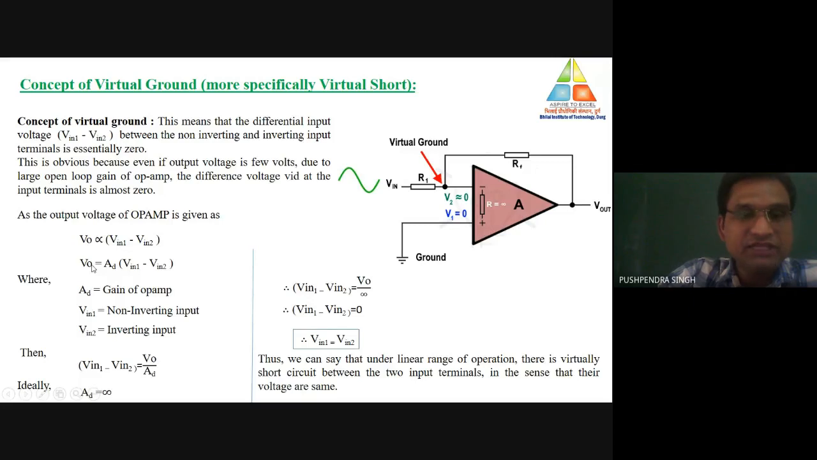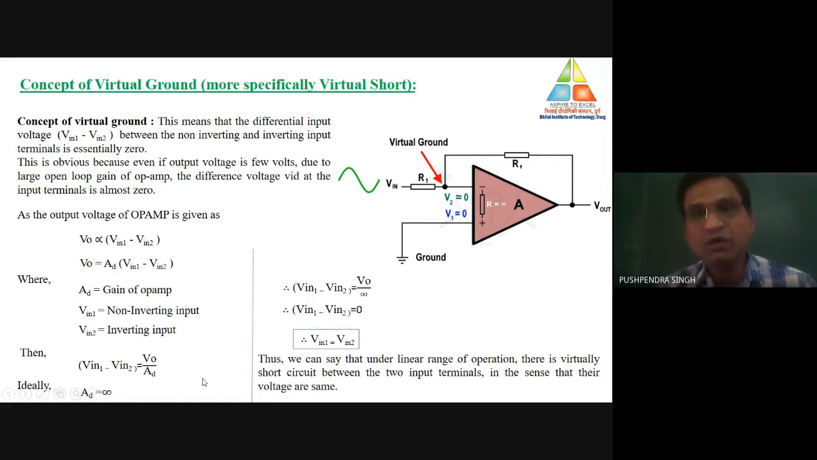And from there, what is the value of V0? V0 is AD times (Vin1 minus Vin2). So that is the value of output, where AD is the open loop gain, Vin1 is the non-inverting terminal voltage, and Vin2 is the inverting terminal voltage. After rearranging this expression, what is the value of Vin1 minus Vin2? That can be written as V0 divided by AD.